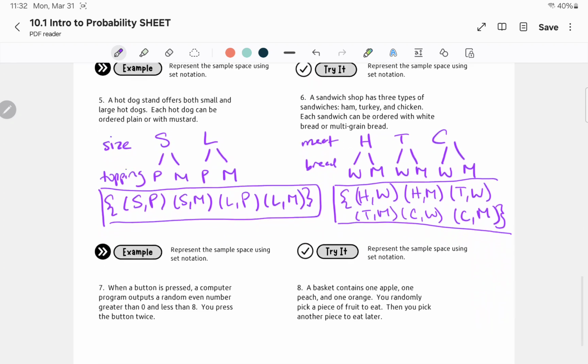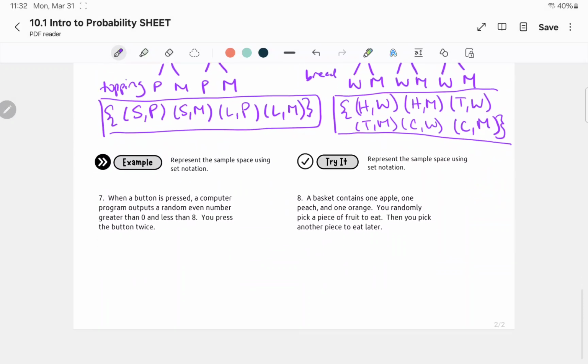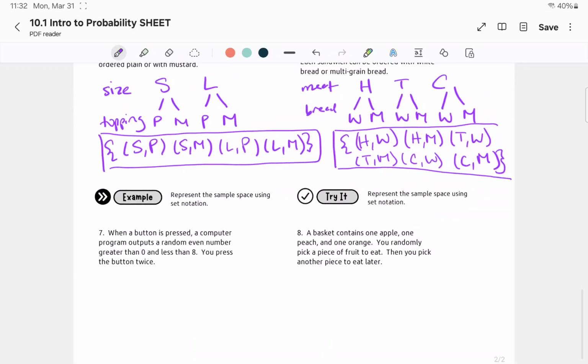Okay. And now number 7, same thing. We're going to do a tree diagram. This time it says when a button is pressed, a computer program outputs a random even number greater than 0, less than 8. And you press it twice this time. So it's kind of like the first one, except we're going to press it twice. So we have press number 1 and press number 2. So on the first press, write a random even number greater than 0, less than 8. So that would make it 2, 4, and 6, right? Those are even, greater than 0, and less than 8.